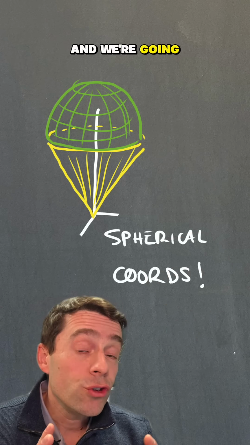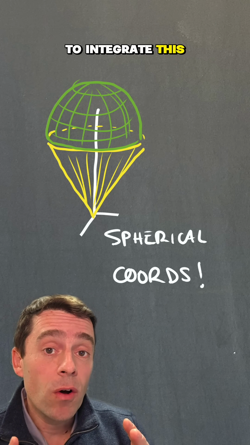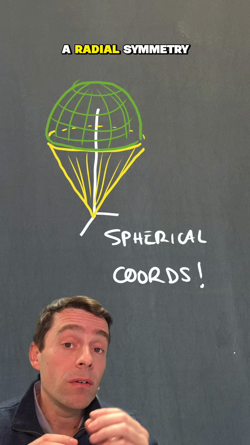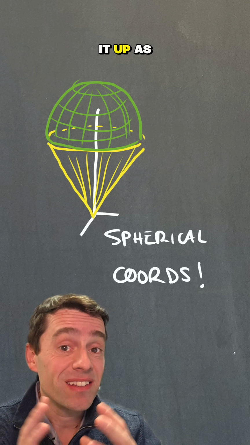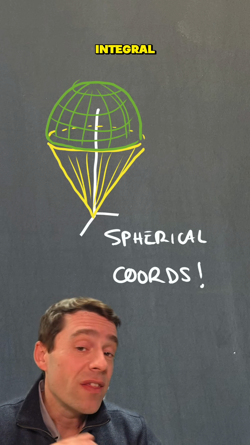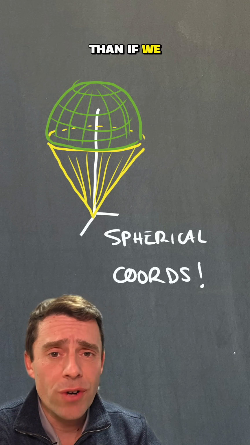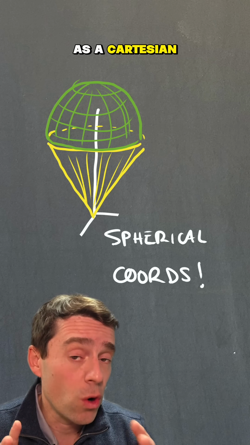And we're going to use spherical coordinates to integrate this volume because there is a radial symmetry about the origin that is going to help us when we set it up as a spherical coordinates integral. The integral is just going to be easier than if we try to set it up as a Cartesian coordinates integral.